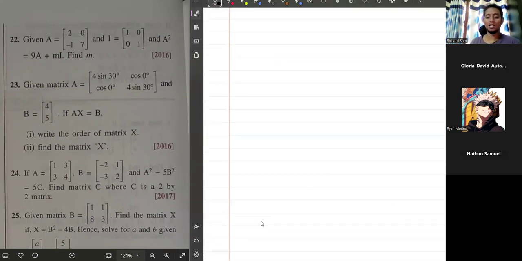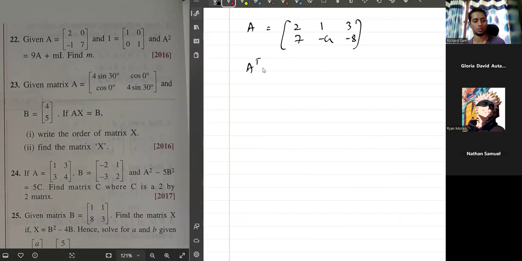Now there is something called transpose, right? Suppose matrix A is 2, 1, 3, 7, minus 4, minus 8. What is A transpose? The rows become the columns. Like the first row becomes the first column. So here the first row is 2, 1, 3. That 2, 1, 3 becomes the first column here. Second row is 7, minus 4, minus 8. That becomes the second column.